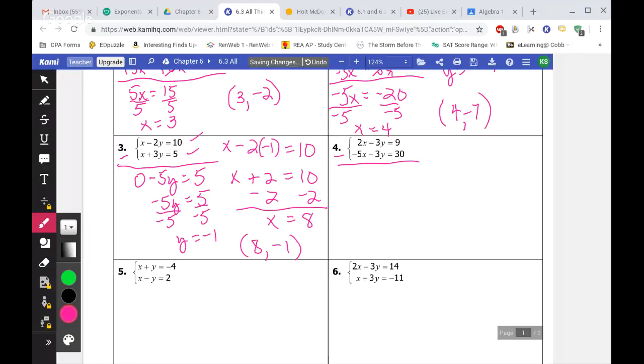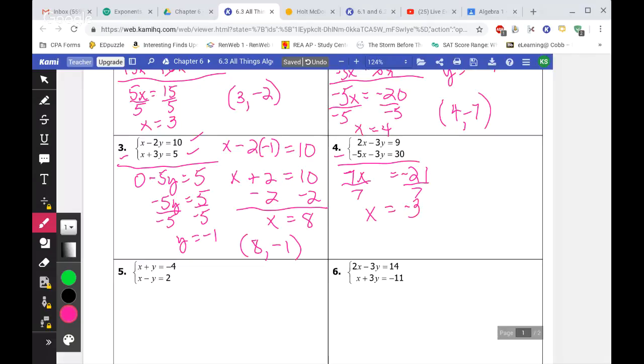So 2x minus a -5x, that turns that to a positive, so that's actually going to be 7x. And the -3y minus a -3y, that turns that to a positive, but they cancel out. That was our whole goal. And then 9 minus 30 is going to be a -21. So we'll divide both sides by 7, and we get x equals -3.